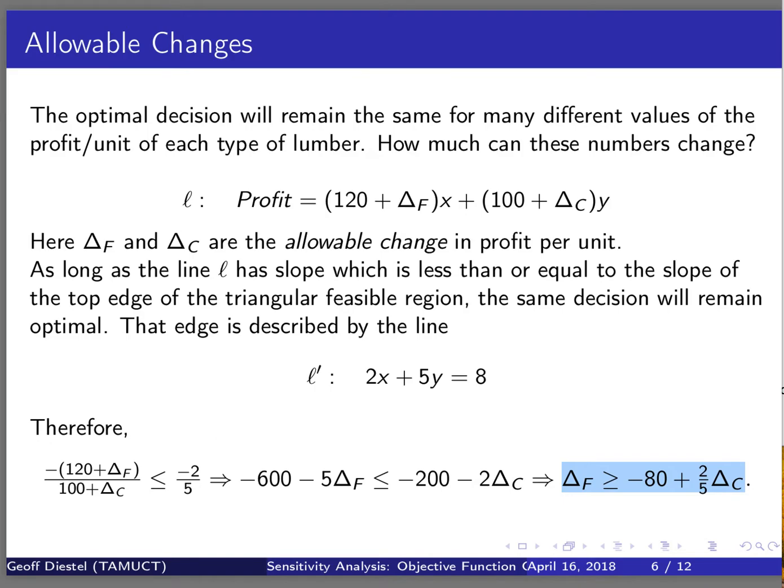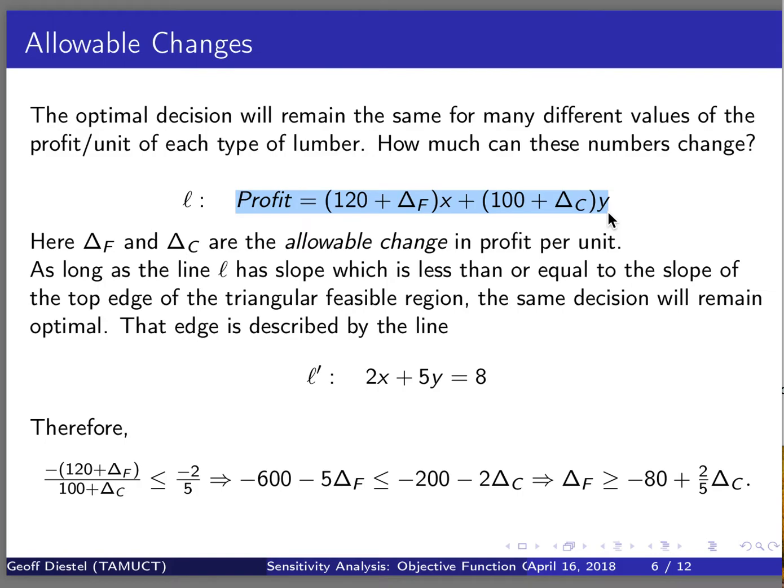All right, so in the last video, we determined how we can introduce these allowable changes, delta F and delta C, into our objective function for profit so that we can see how those numbers can change and still lead to the same decision.